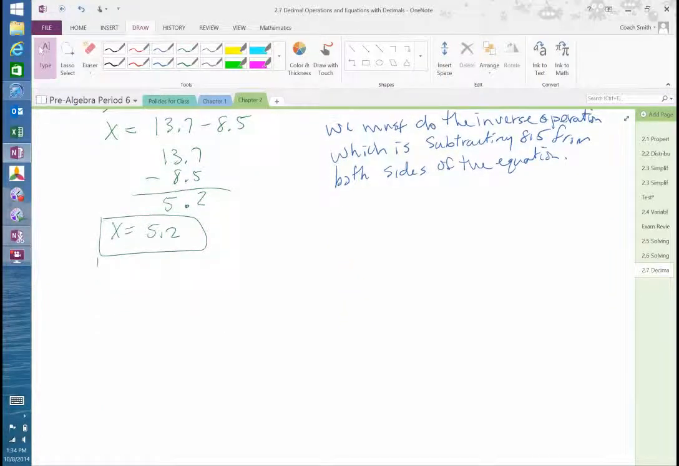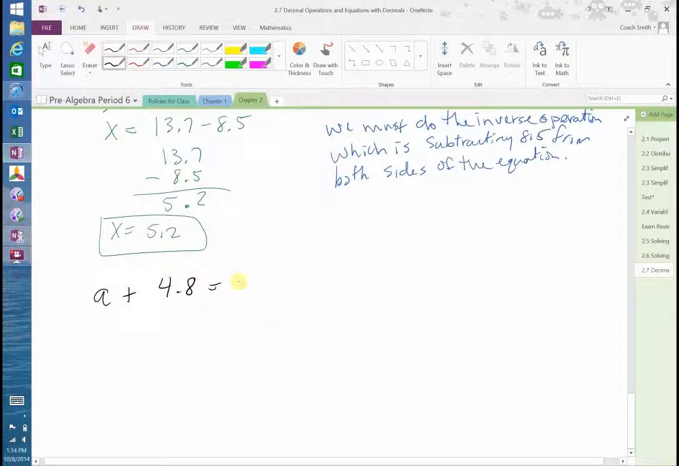Now I want to show you one that is a little bit different because of the numbers they give you. Okay, it's the same process. A plus 4.8 equals 2.29. Are there any negatives involved? No. Not yet.